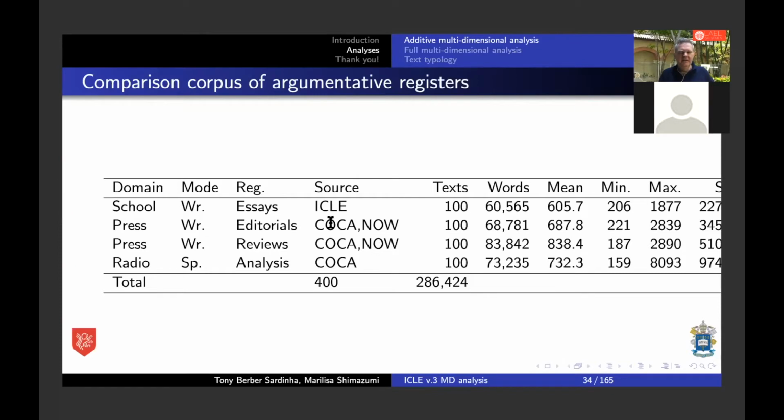Then I chose 100 editorials, press editorials from ICLE and the NOW corpora. Also 100 reviews from ICLE and the NOW corpus, and 100 radio analyses. All right, so these are spoken, and these were taken from ICLE. So we have these 4 argumentative registers, right?